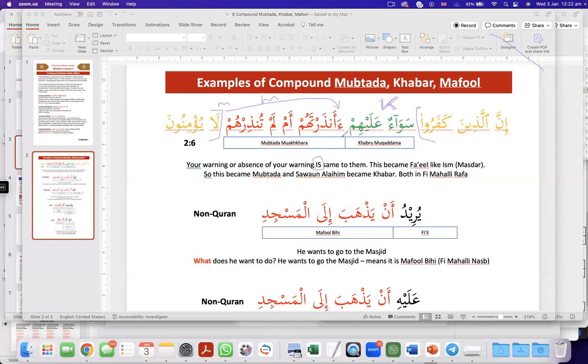So if it's not the subject, you move on to the next part of the sentence: warning them or not warning them. Warning gives you a noun there, an absolute noun that can be the subject. That gives you a further clue that this is the real mubtada. The first part is not giving you any subject matter. It's only adding information to the subject matter.